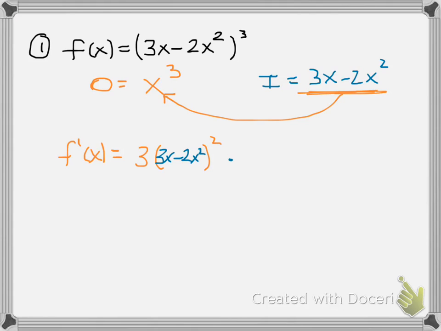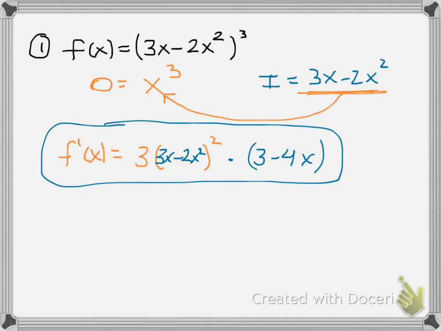Then times the derivative of that inside function, so 3 minus 4x. Now here you're done. There's really not any reason to go further. I suppose you could distribute the 3 in there, but I don't really see where it would get you. So again, just another example of a function being raised to a power, probably the most common function at this point where the chain rule would be necessary.